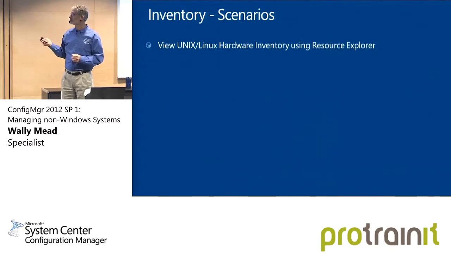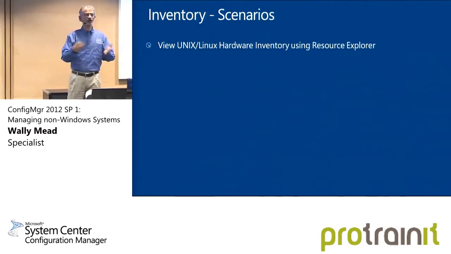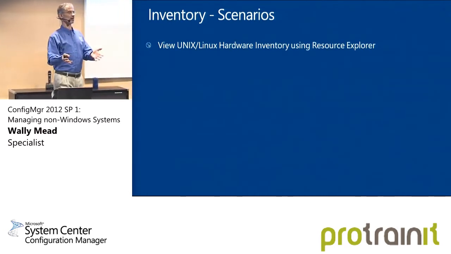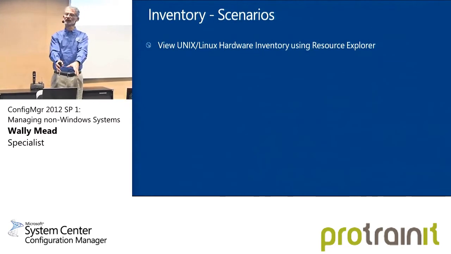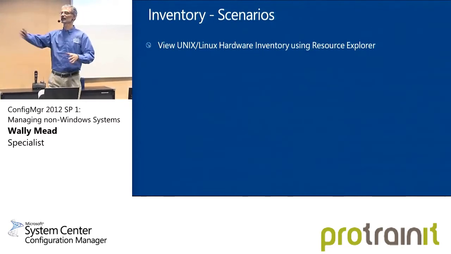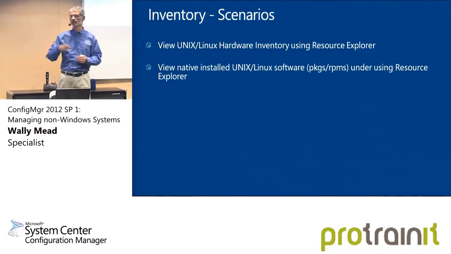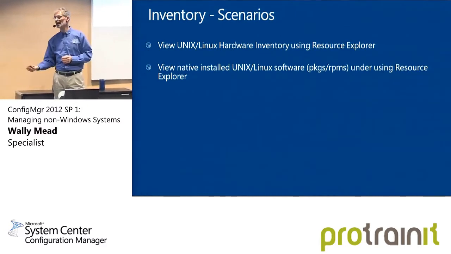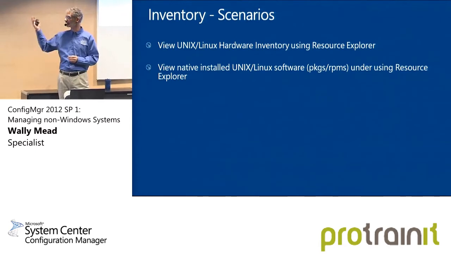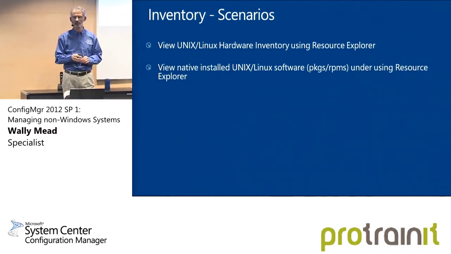Okay, inventory. So you get hardware inventory, and you can view your hardware inventory just like you view a Windows box. You can go to the local computer in the console, and you can right-click and start Resource Explorer, and you can view inventory that way if you want to. And then you'll be able to view what inventory classes got returned in attributes. And I've got a screenshot that will show you the details coming up here shortly.